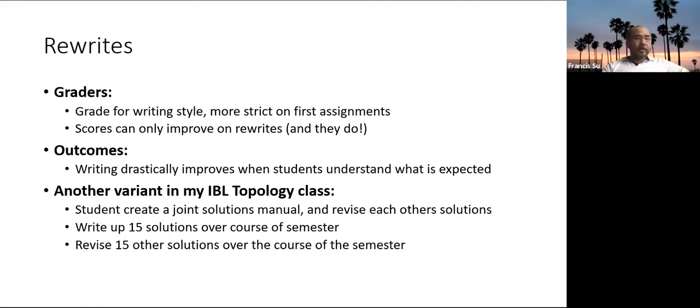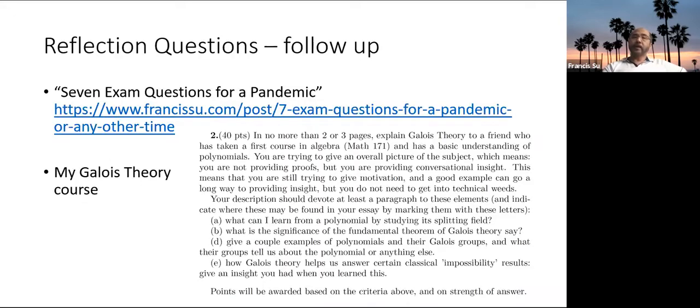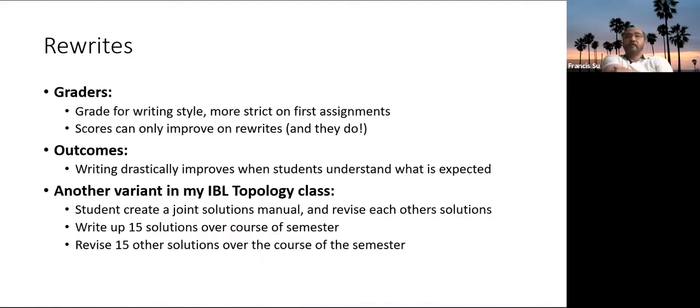I mentioned to the graders that at the beginning of the semester, they can be a little more strict on the grading because the students will have an opportunity to improve their writing. Back up, please. They're often told that if they are a little stricter at the beginning, it'll actually make their job easier as graders later on in the semester because the writing actually drastically improves over the course of the first few assignments. Scores can only improve, so students won't be penalized for trying to rewrite. And I have, as I mentioned, found that writing drastically improves when students understand what's expected of them.